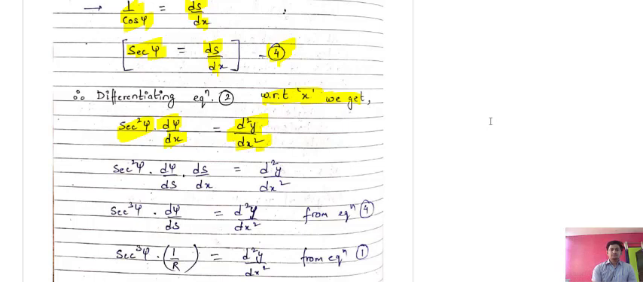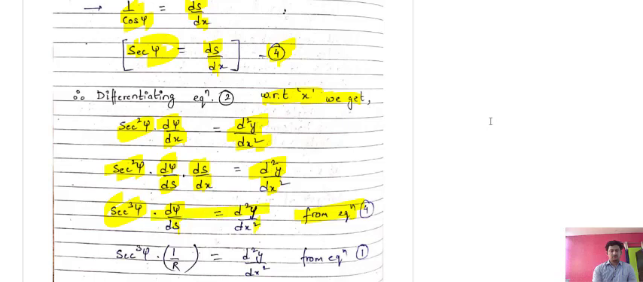Now what I have done here is separate these two terms: d psi is here and dx is here. I have just multiplied and divided by ds here, so that is a similar equation now. From the fourth equation you can see that ds upon dx can be written as sec psi. So sec psi into sec square psi will be sec cube psi into d psi upon ds.